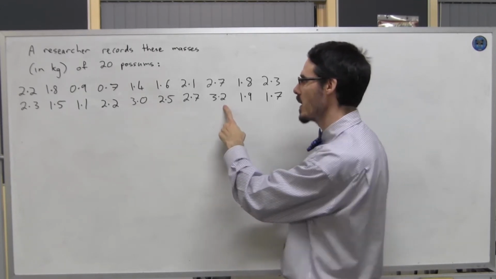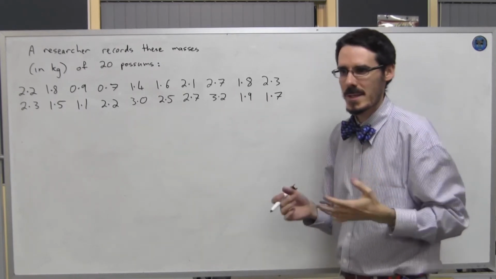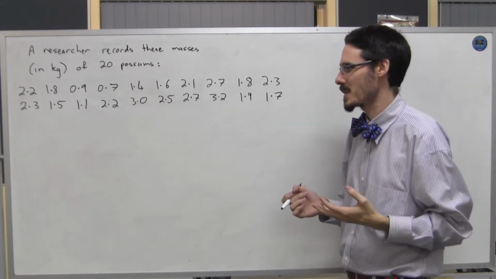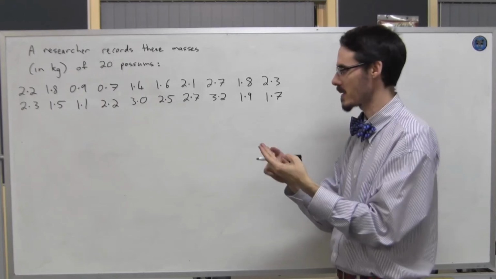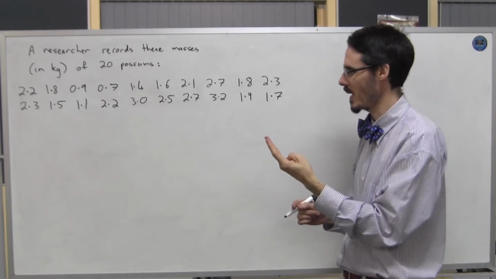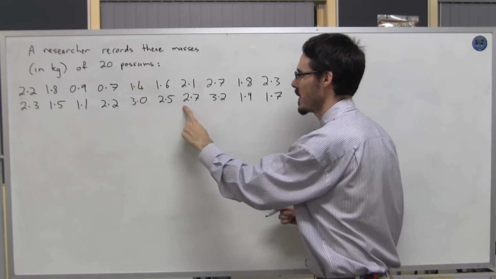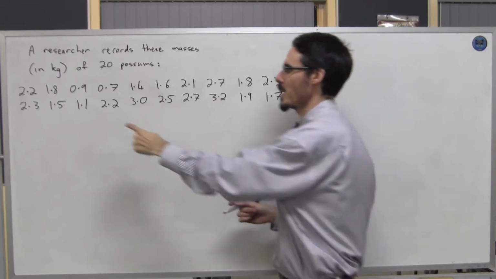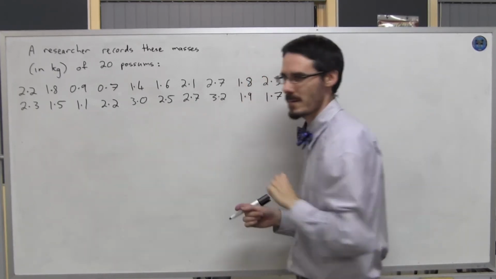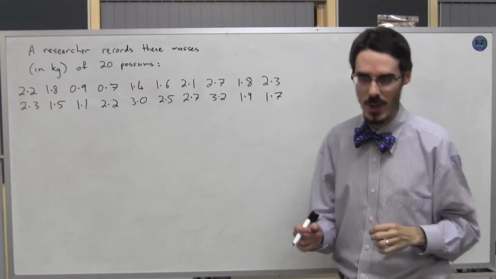3.2 maybe? So my stems aren't going to be tens, my stems are just going to be 0, 1, 2, 3. Okay? The whole number part. And then the leaves are going to be the decimal point, the digit after the decimal. Let's try that.